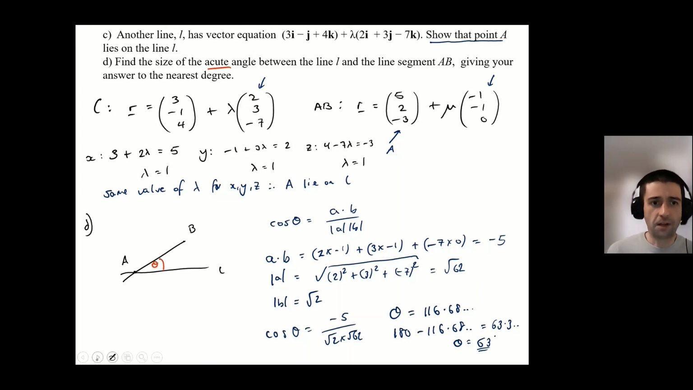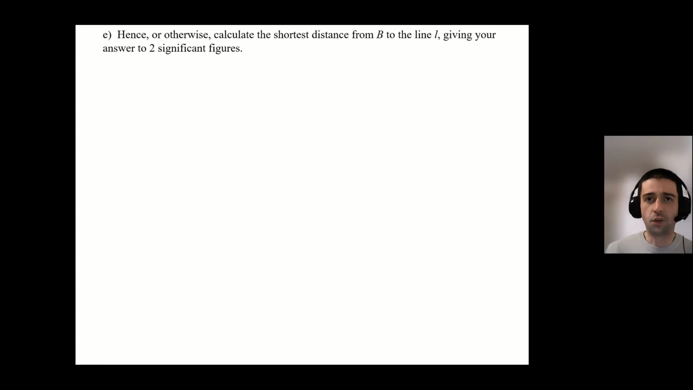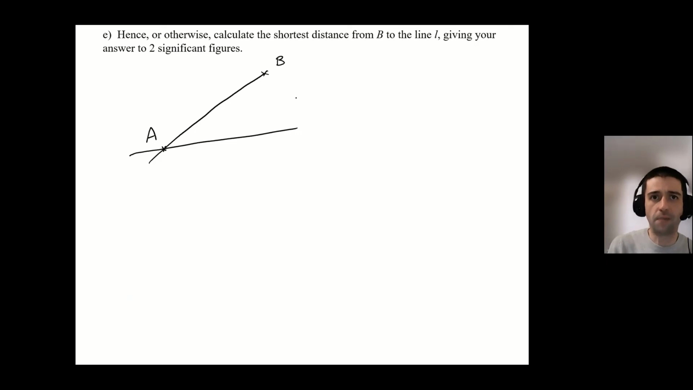Okay, and the final thing that I've been asked to do then is to calculate the shortest distance from B to the line L, giving my answer to 2 significant figures. Now, let's just redraw that diagram, and I'm going to do it a little bit bigger, and I'm just going to label all the information that we've got. So we know that this point A is the point of intersection. We have the point B. We now know that this angle in between them is 63 degrees. And we're looking for the shortest distance from this point B to the line L. Now that shortest distance is going to be at right angles to the line L.